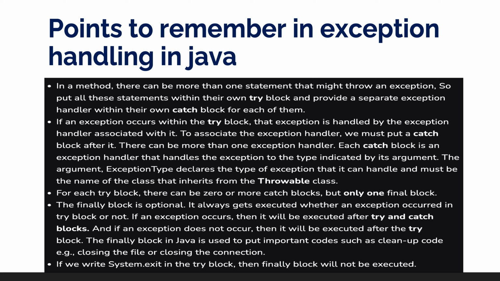The next point to remember is that we have seen the finally block is always executed whether the exception occurs or not, but there is a special scenario where the finally block is not executed. If we write System.exit in the try block, then the finally block will not be executed. This is not recommended, but yes, there is a way to avoid executing the finally block.